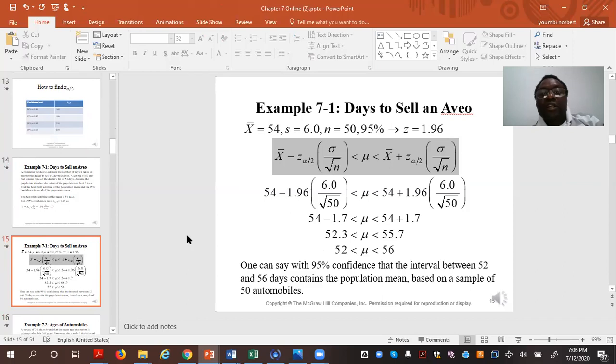So each time you want to find the confidence interval, you need the margin of error and the sample mean. Subtract the margin of error from the sample mean, add it to the sample mean, and you will have the lower and upper values of the confidence interval. A confidence interval has a lower and an upper value. So we are saying that we are 95% confident that the population mean is at least this value, at most that value.